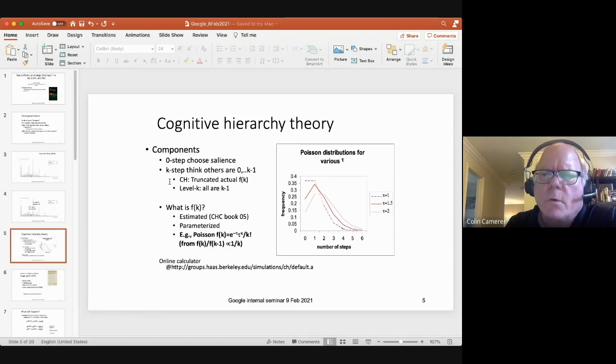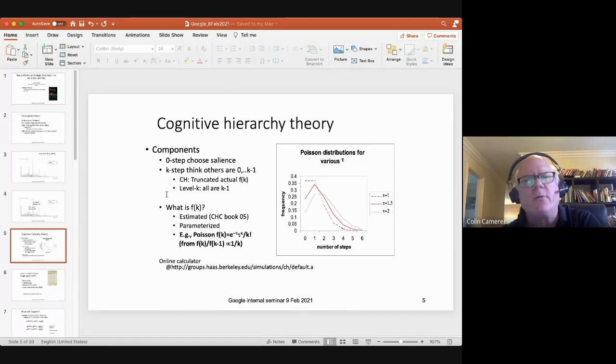In most of the work we've done, one question that you immediately have to think about is what is the distribution of these level types? And then there are a lot of ongoing questions, like, are they traits? Are they associated with general intelligence? Does it matter if you took a game theory course? Blah, blah, blah. So the Poisson distribution is a beautiful, yeah.